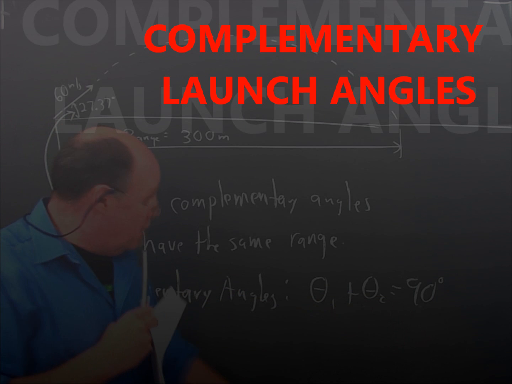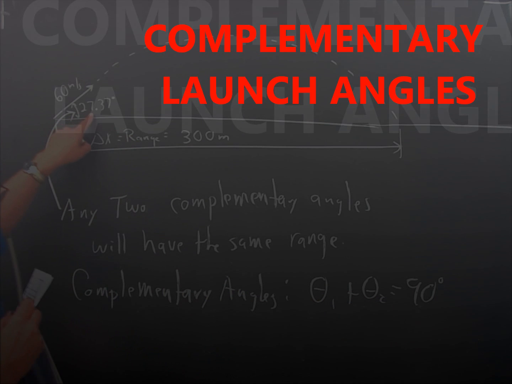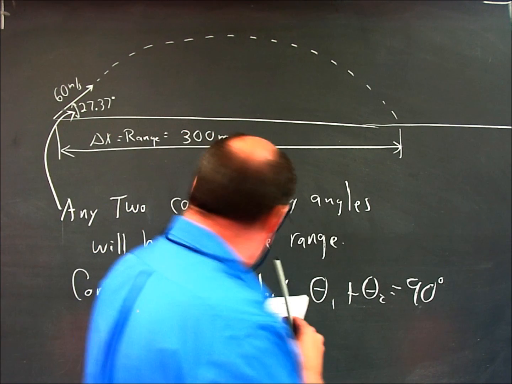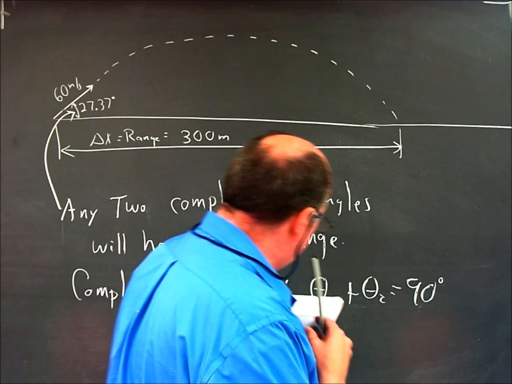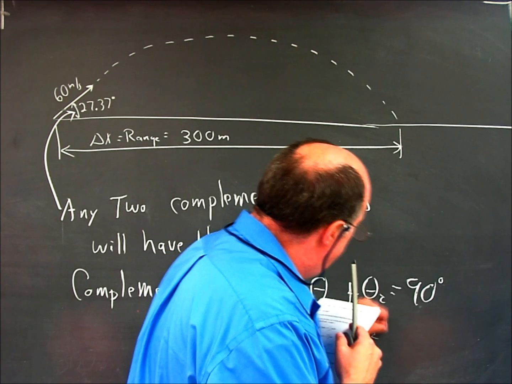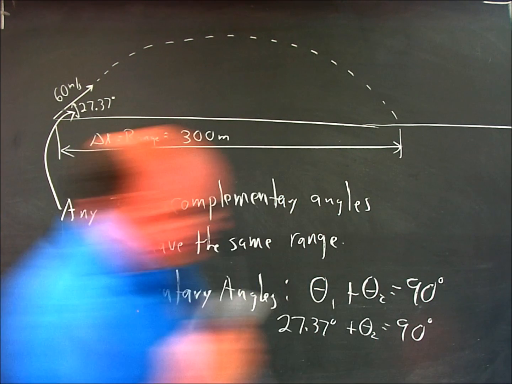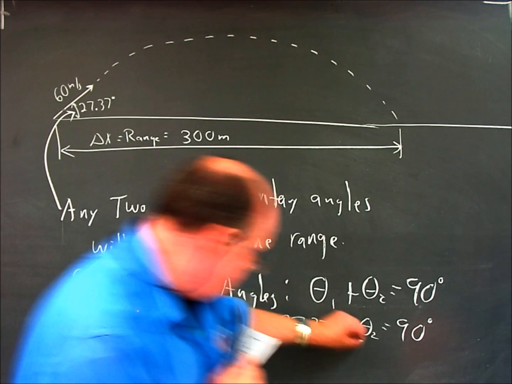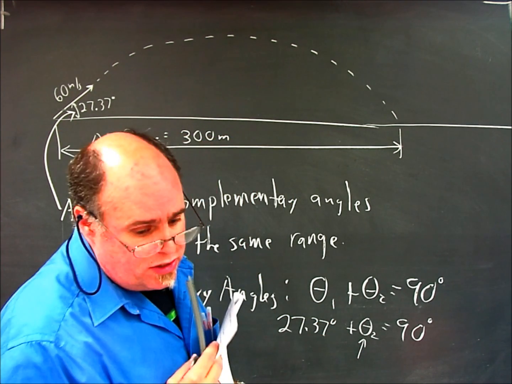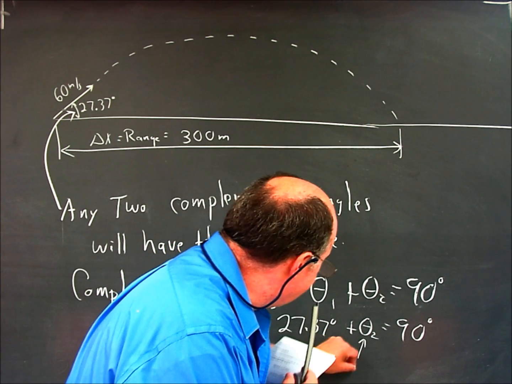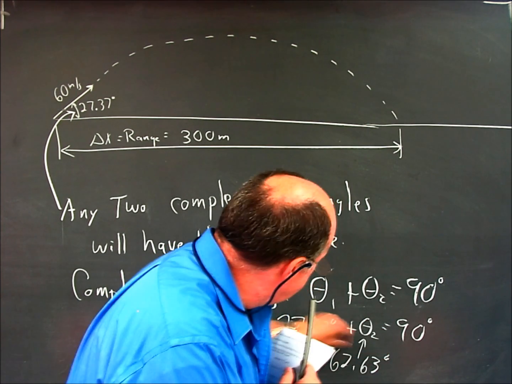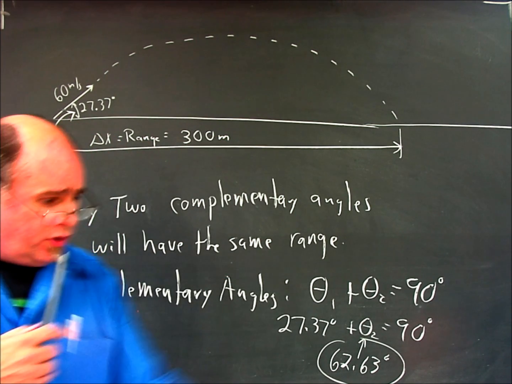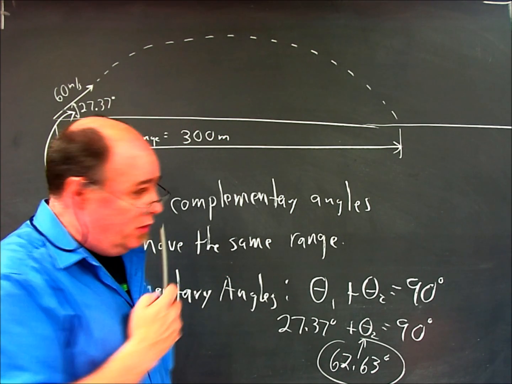So if I know one of these angles is going to be 27.37, the complementary angle would be, let's say, theta 2. So if I wrote 27.37 degrees plus angle 2 equals 90, well, I just have to take my calculator and subtract those two. And if I subtract them, I'll get this angle 2 could be 62.63. Okay, so 62.63 will also land at the same place.